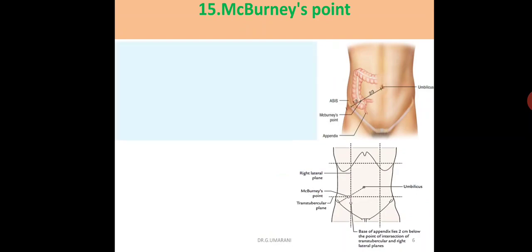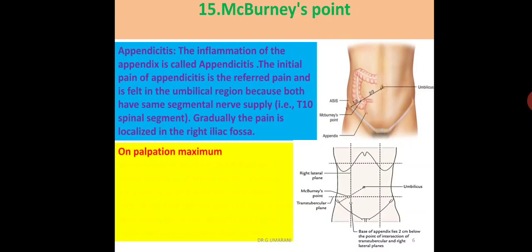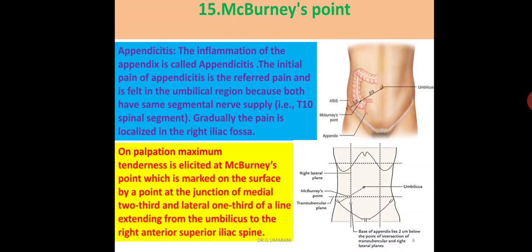McBurney's point. It is related to the appendix. The inflammation of the appendix is known as appendicitis. Initially, the pain in appendicitis is referred to the umbilical region because the umbilicus and appendix both have the same segmental nerve supply, that is T10. Gradually, the pain is localized in the right iliac fossa. On palpation, the maximum tenderness is elicited at McBurney's point.